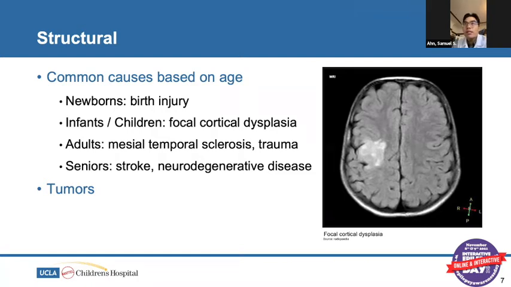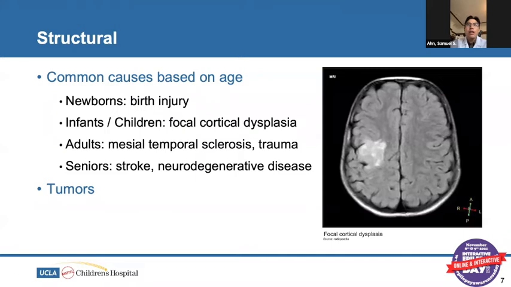In infants and children, one of the more common causes, when they initially present in that age period, is a focal cortical dysplasia, which is a malformation of cortical development. Either when the cells of the brain are dividing, organizing, or moving throughout the brain, there can be some problem with that process that then leads to an abnormal collection of cells that create a focus for seizures.